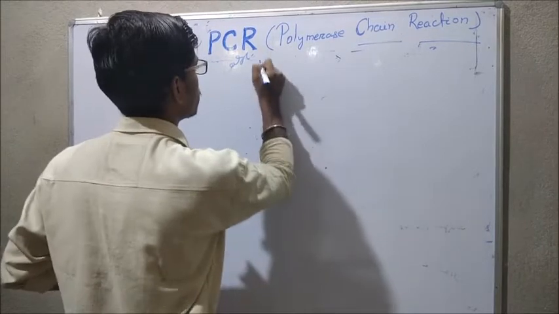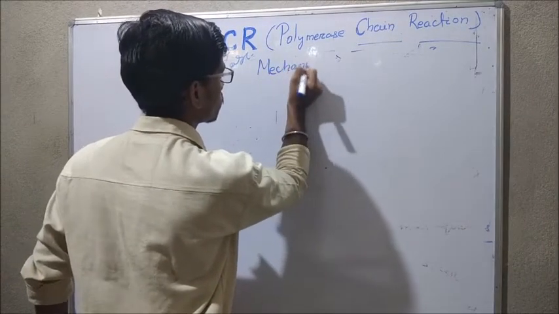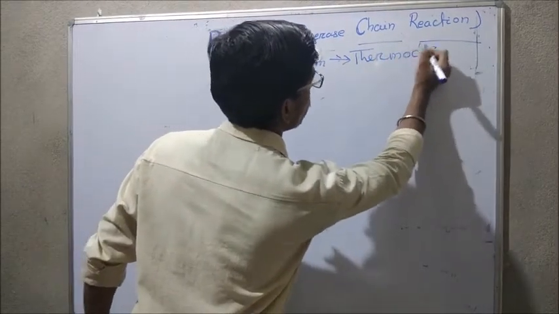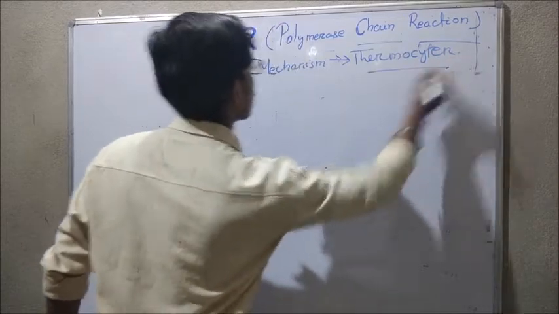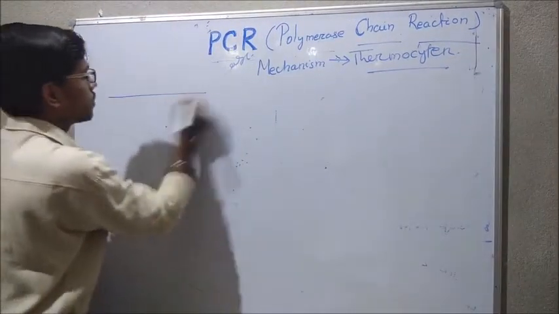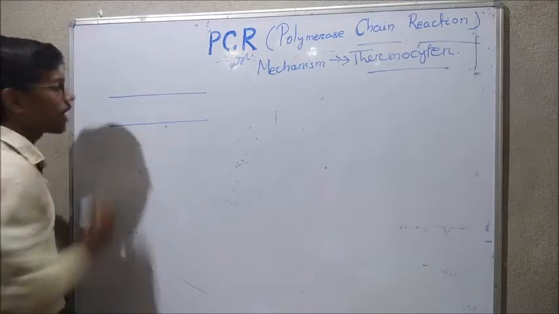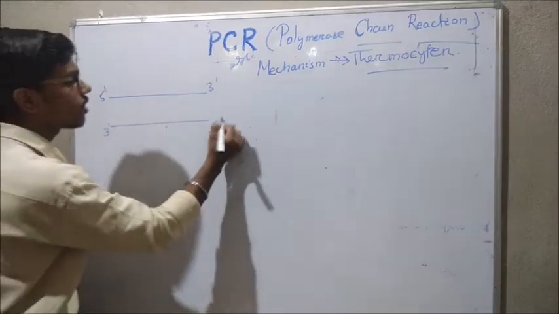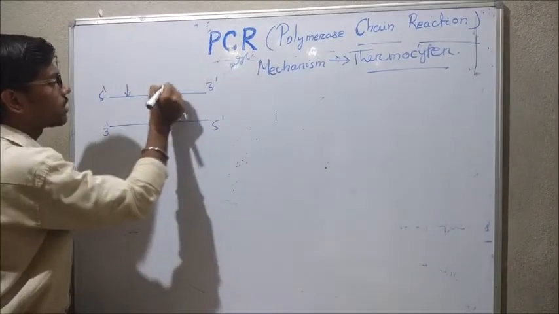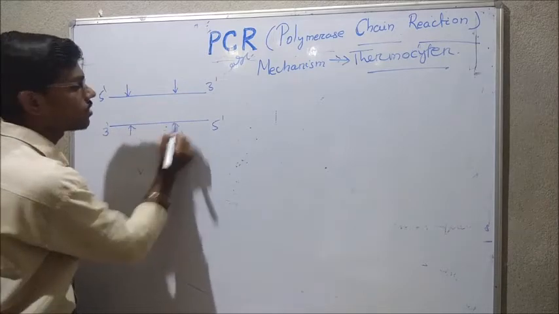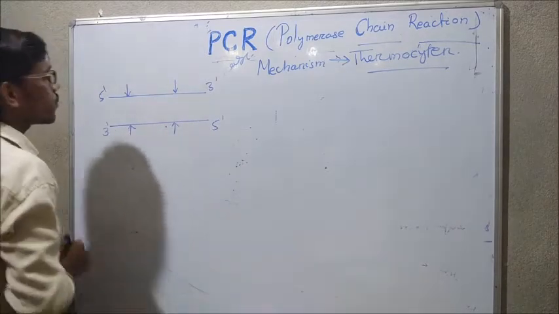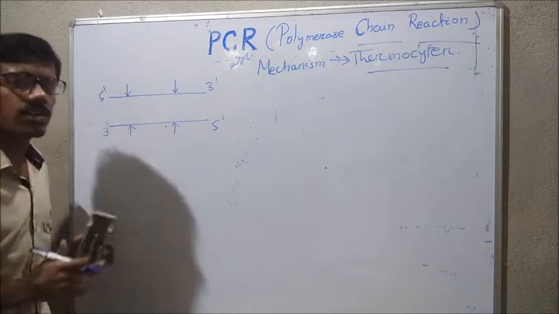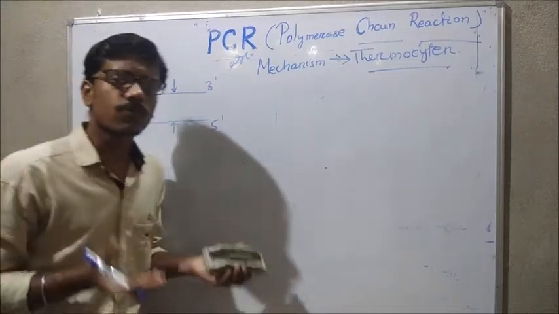If we see the mechanism, this occurs in a machine that is the thermocycler. Okay, suppose this is the DNA, and this is running from 5' to 3' direction, and this is running from 3' to 5' direction. And this DNA segment is the gene of interest. So if this is the DNA segment, first of all, during DNA replication, what occurs?